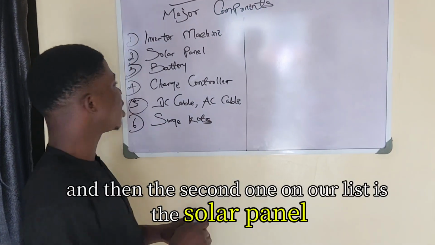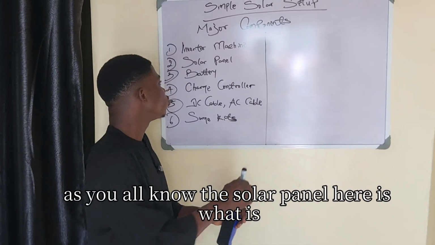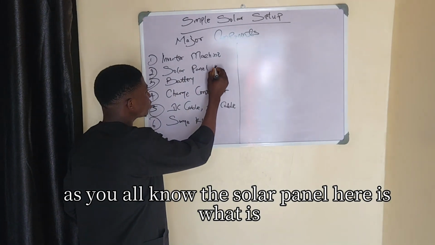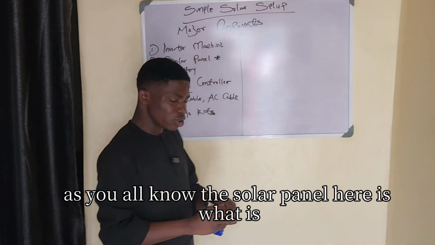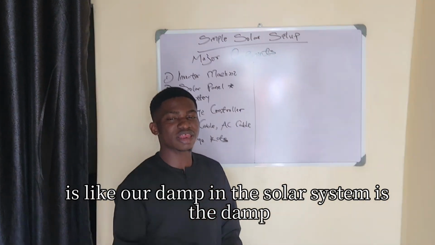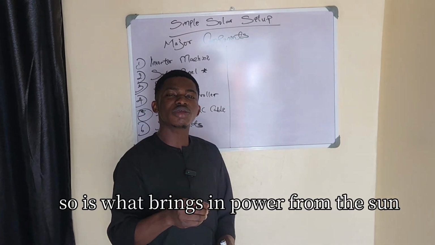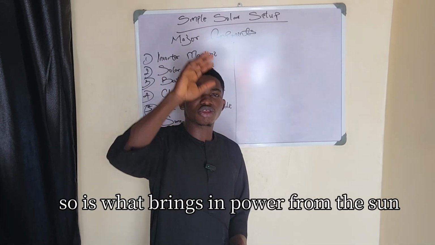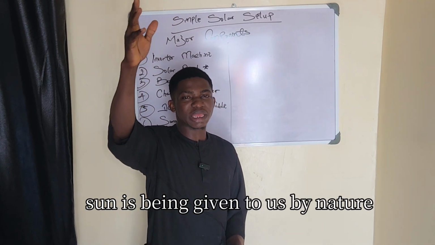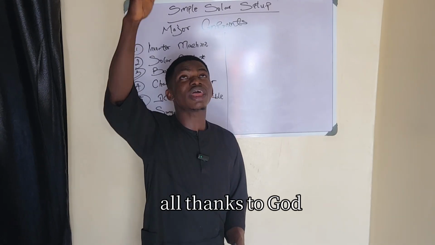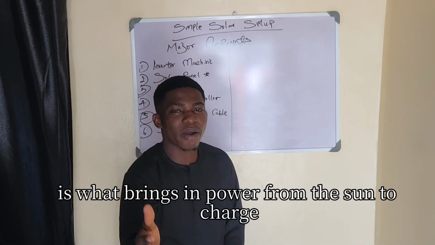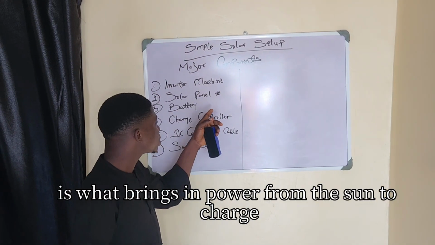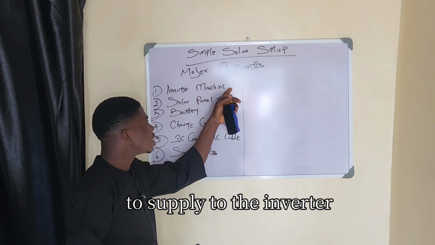And then the second one on our list is the solar panel. As we all know, the solar panel is like our dam in the solar system. It's what brings in power from the sun. The sun is given to us by nature, all thanks to God. It brings in power from the sun to charge, to supply to the inverter.